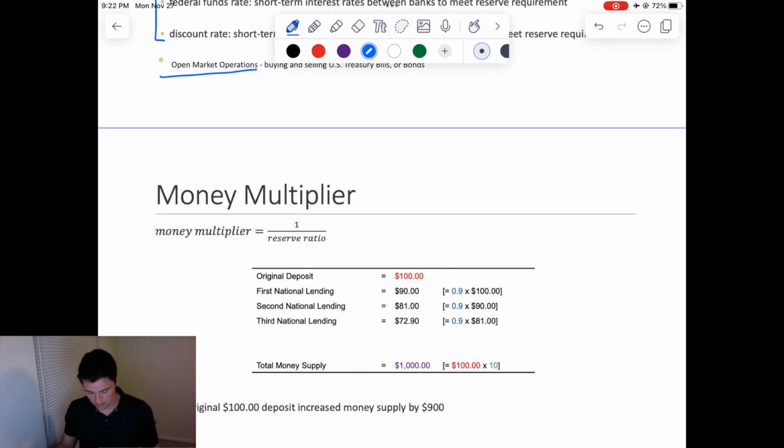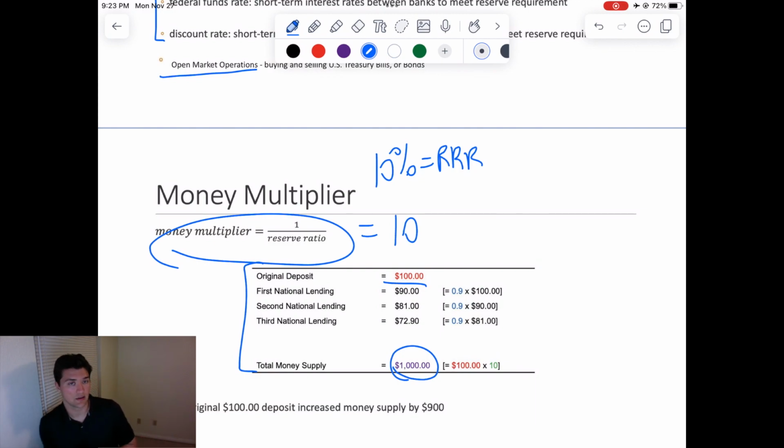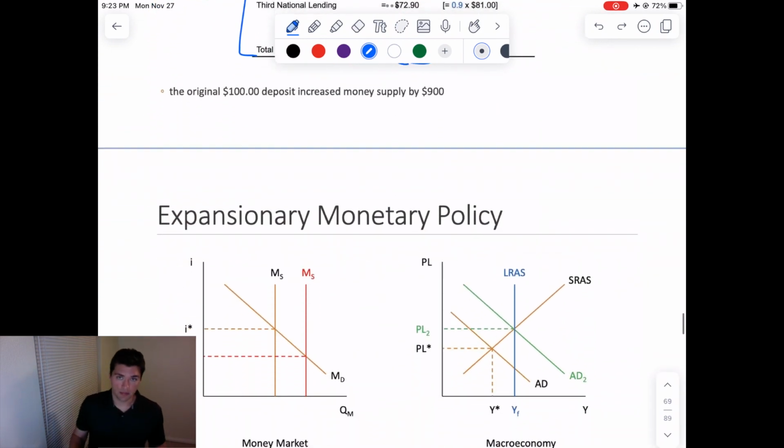Okay, so we have an original deposit of 100. We're going to use the money multiplier, 1 divided by the reserve ratio, and that's going to give us a number. So like let's say it was 10% for the required reserve ratio. So our money multiplier is 10. So therefore, if we put in $100, this is going to change and grow to 1,000. So that original $100 changed to 1,000. So our money supply increases by 900. So that's how the money multiplier works. 1 divided by RRR. And this really helps when it comes to monetary policy.